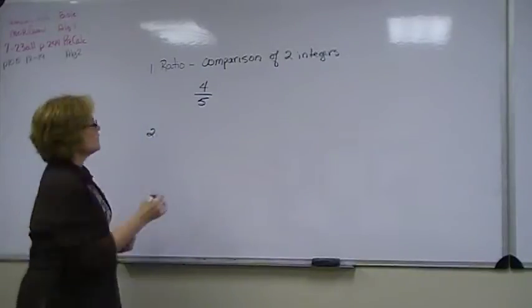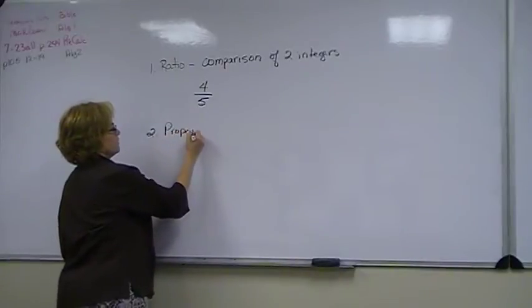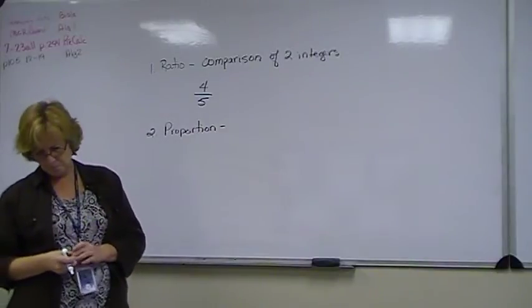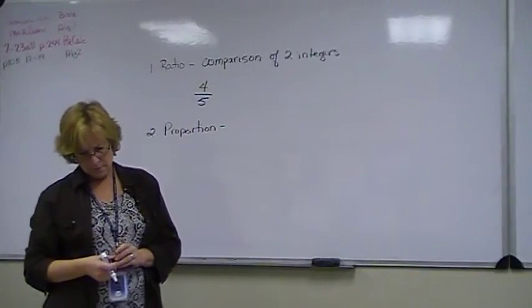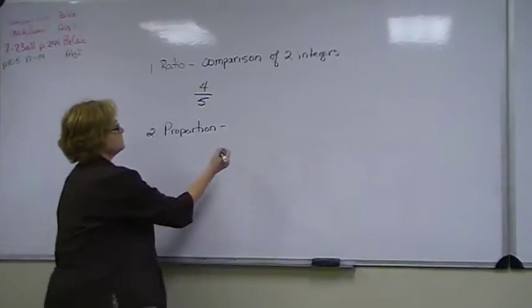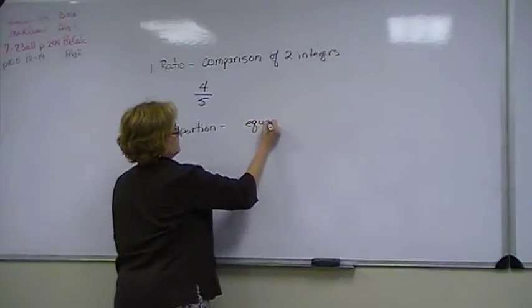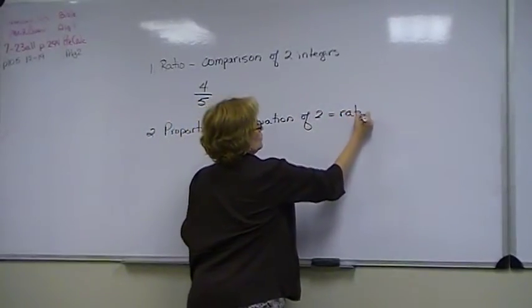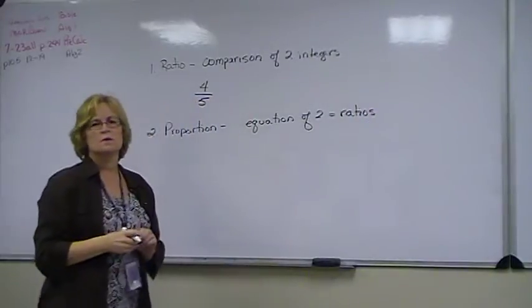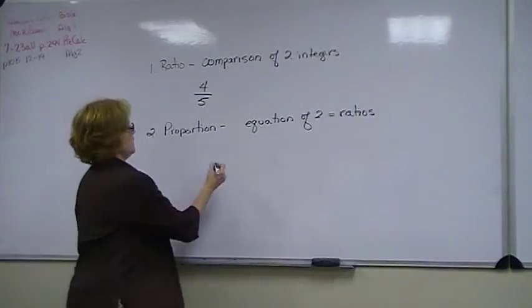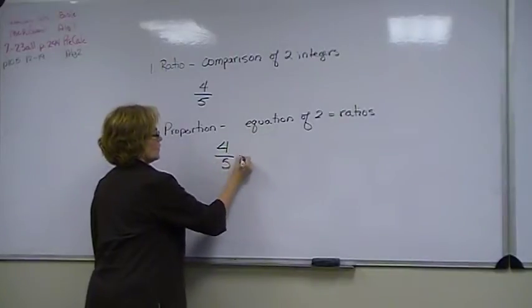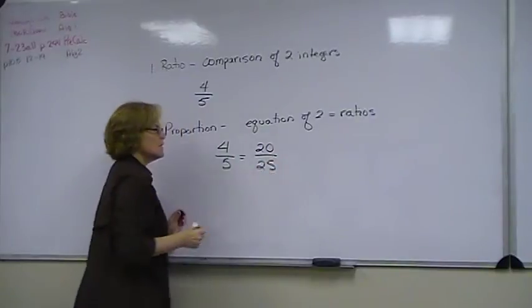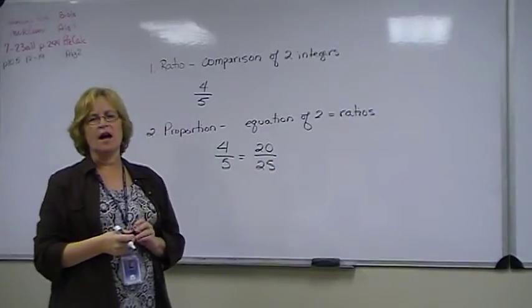Then let's talk about the second word, which is a proportion. A proportion is an equation of two equal ratios. So an example would be 4 is to 5 as 20 is to 25.